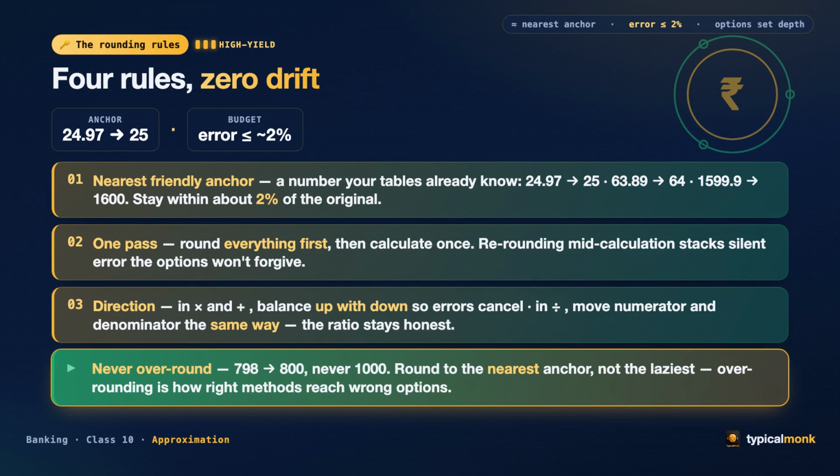And rule 4. Never overround. 798 becomes 800, never 1000. Choose the nearest anchor, not the laziest. Overrounding is exactly how a correct method arrives at a wrong option.